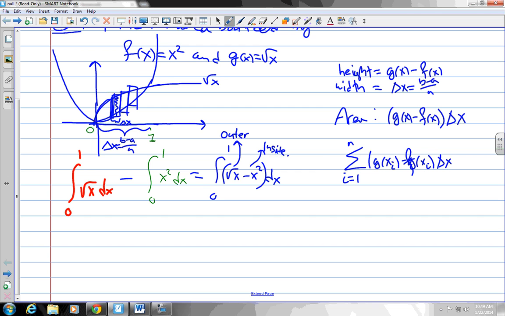To make this area actually precise, you want to take a limit as n goes to infinity, right? That's what makes it an area. So what the limit does is it stretches the sigma into an integral and changes delta x into dx. So that's just an integral from a to b, g of x minus f of x dx.